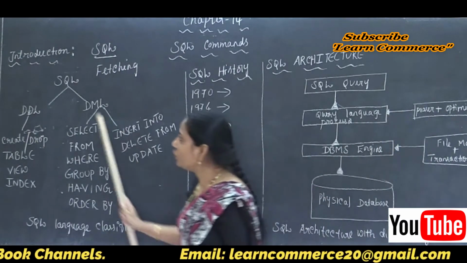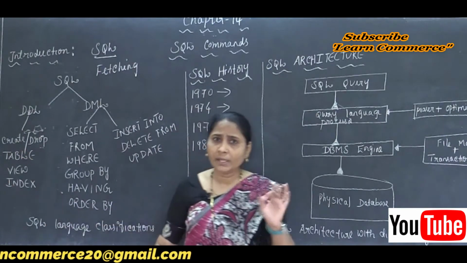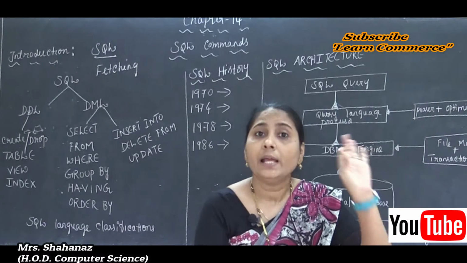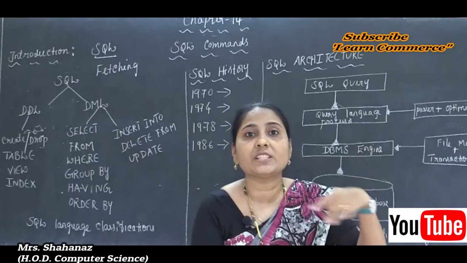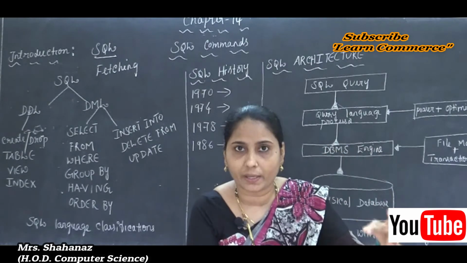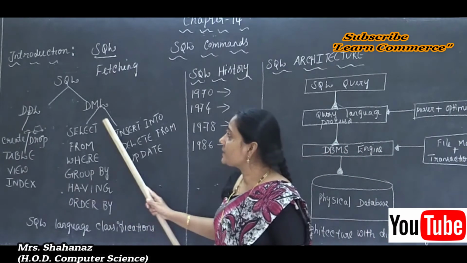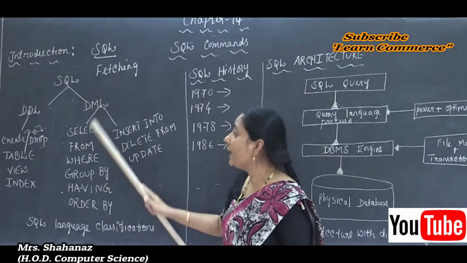Now some commands are joined with our DDL. As one simple example, the create command we can use for DDL, the drop command also, and next the view command. That means we are just going to view the table here, and also the index is joined with our DDL. And the rest, why? Because the DML contains other commands like select.